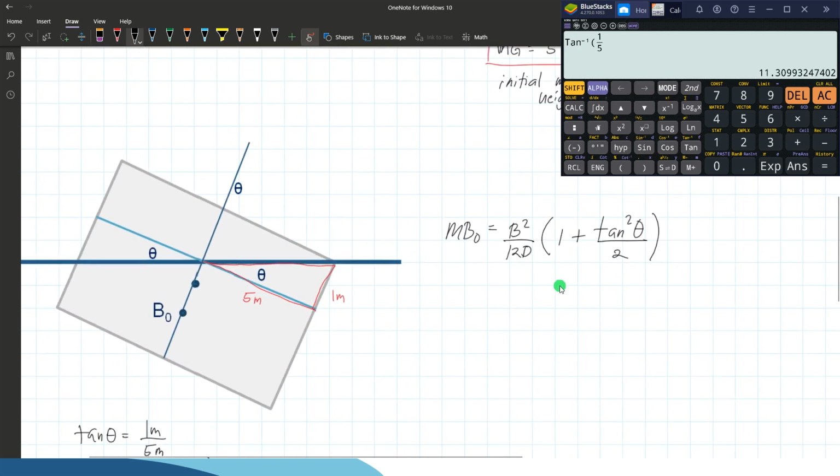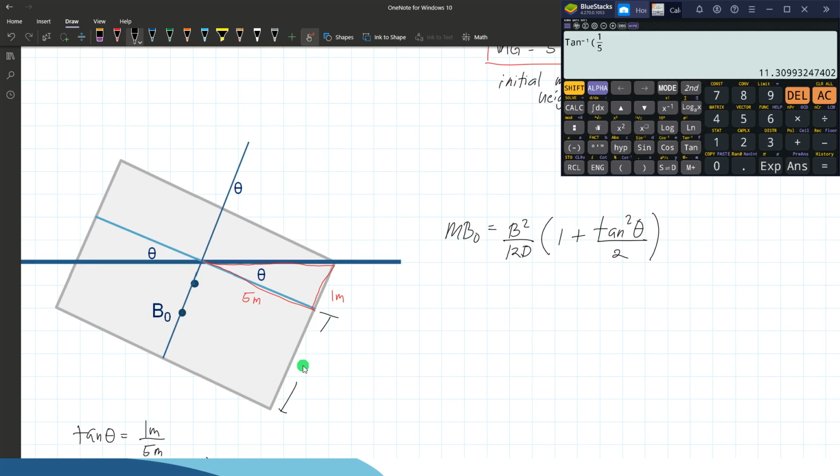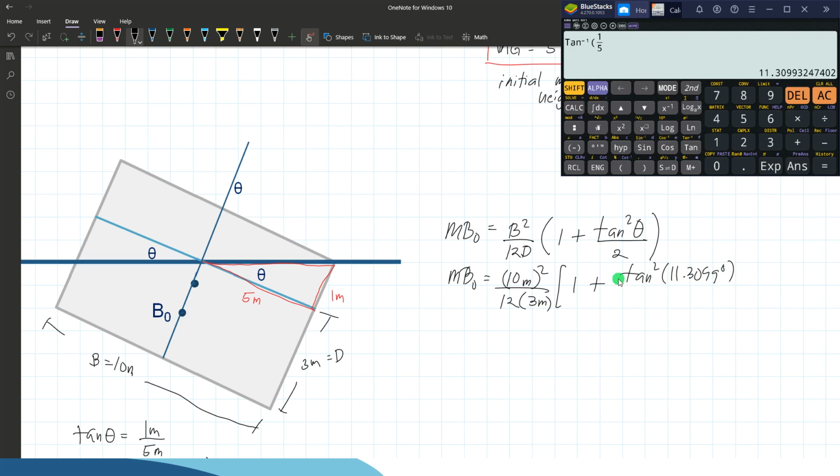So substitute that here. We have a depth of 3 meters, so D is 10. Substitute the values. MBO equals 10 squared over 12 times 3 meters, multiplied by 1 plus tangent squared of 11.3099 degrees, divided by 2.